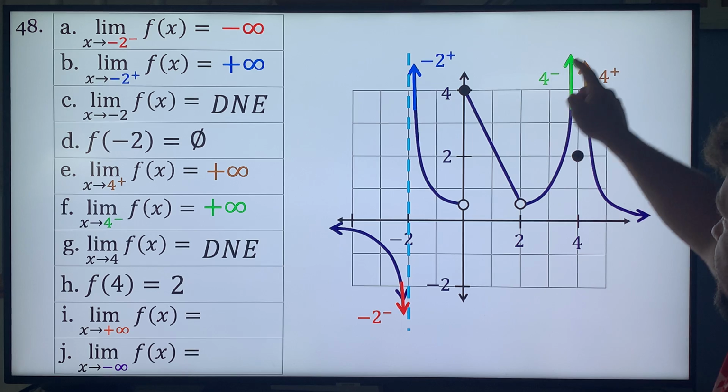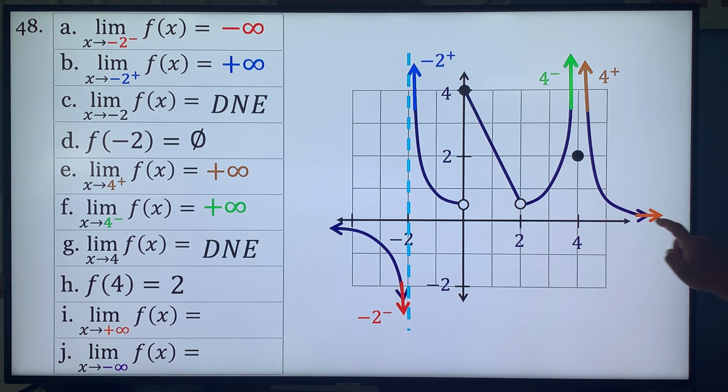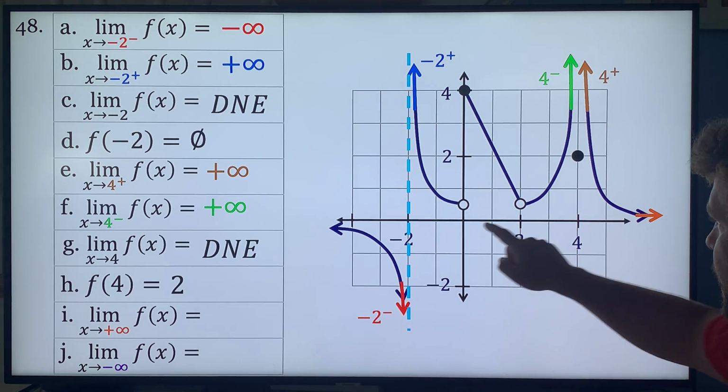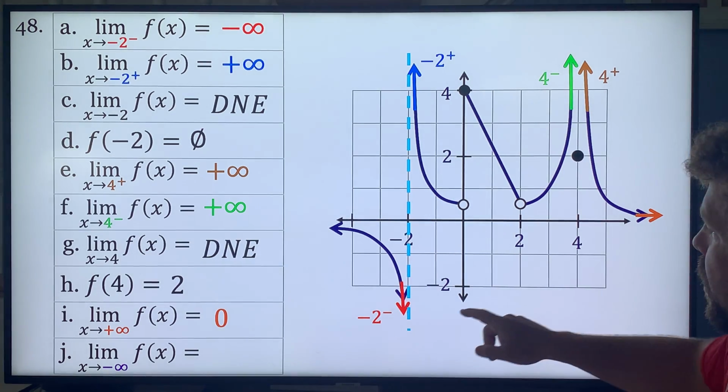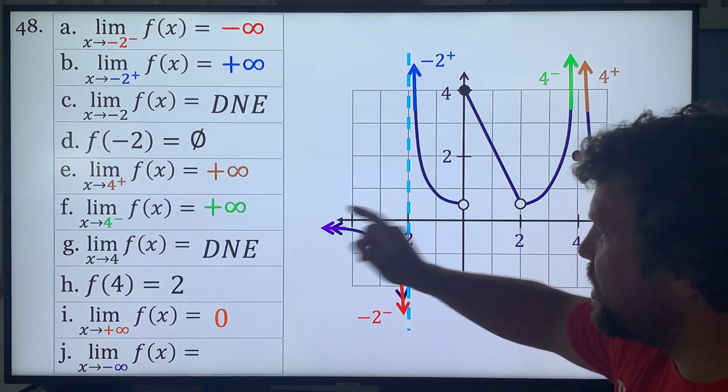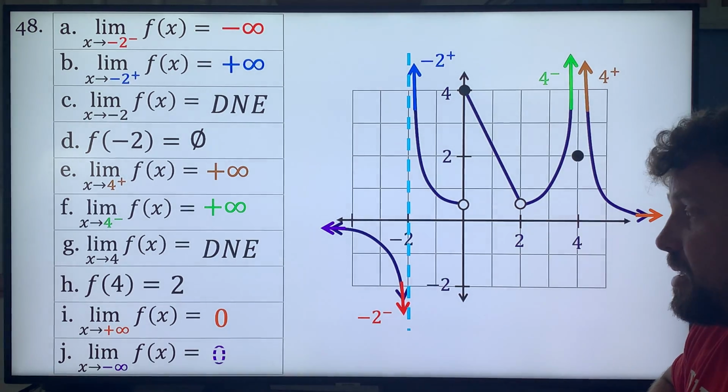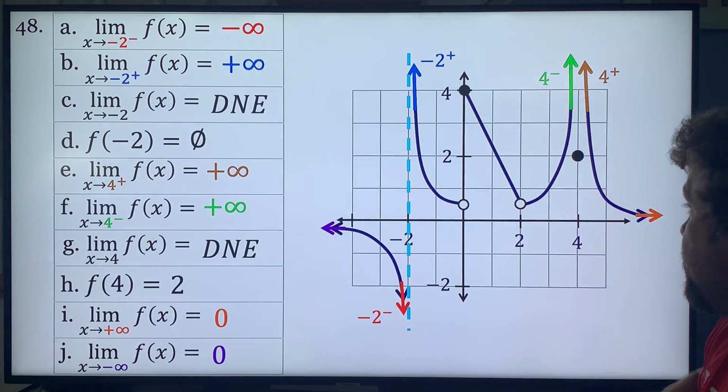As I approach infinity, what's this graph going towards? It's leveling out, and it's leveling out right here at 0. What about as I approach negative infinity? It's also leveling out, and it's also leveling out at 0. So there's a horizontal asymptote here at 0.